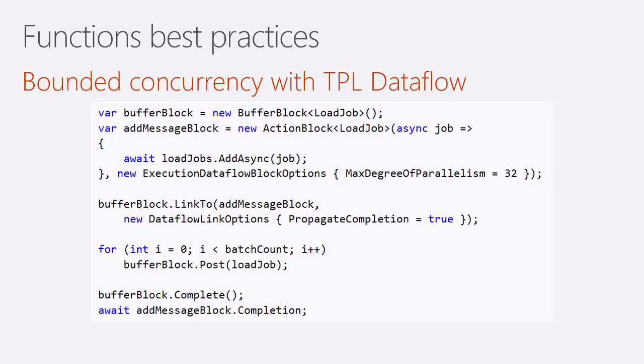What will happen is I'll pump 10,000 bits of data into this buffer block. 32 will start executing, and then as soon as one finishes executing, it'll grab the next one. So this is not like batches where you do 32, wait for them all to finish and do the next 32. This is consistent concurrency. And this works very well. It does require a few more lines of code to write, but I would definitely recommend, when you're writing functions and you think you have to do some amount of concurrency within a single function execution, consider using TPL Dataflow.